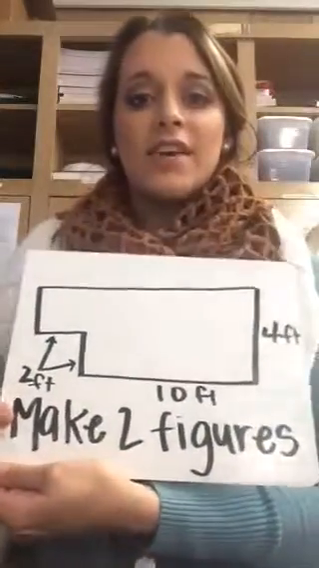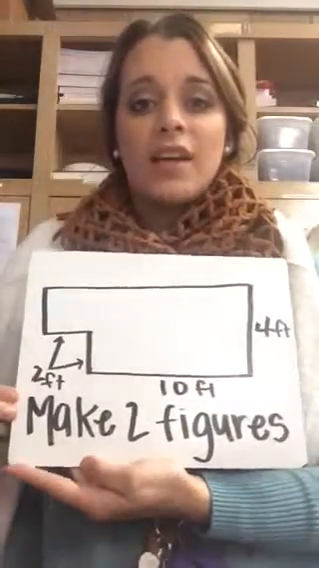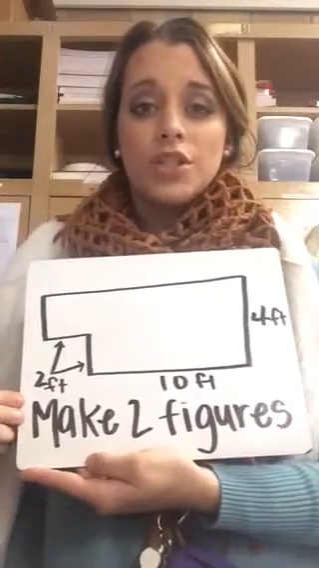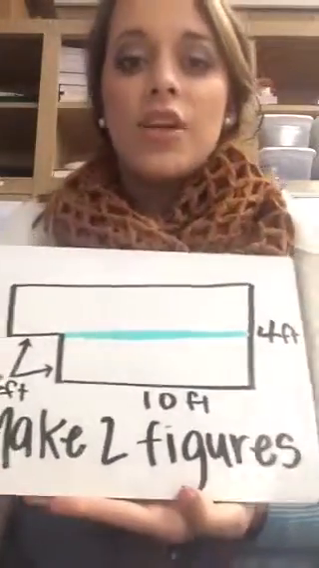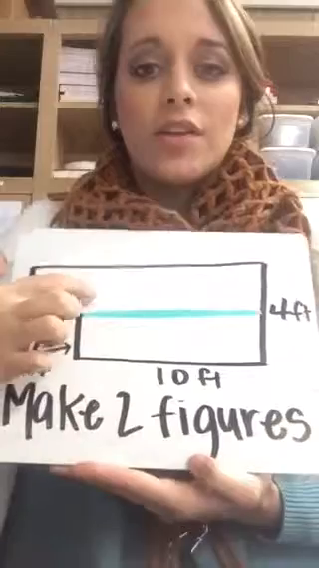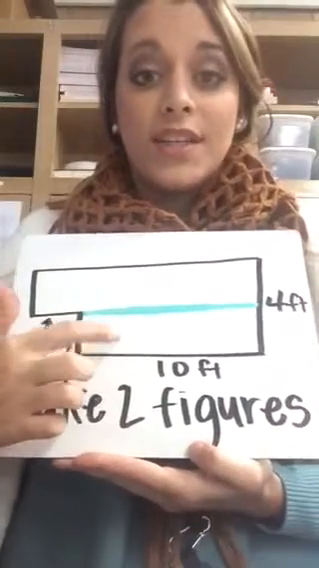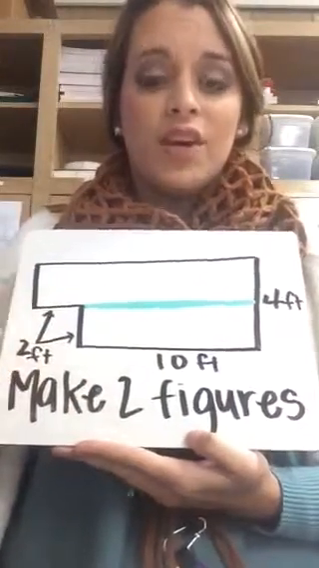This is the figure that they give us, and they want us to take this figure and divide it into 2 figures. So really what we're going to do is divide it into 2 rectangles, which will look something like this. Just like this. So now you have 2 rectangles. You have a long rectangle on the top and a shorter one right underneath it, but they're connected by that green line to make the big figure.